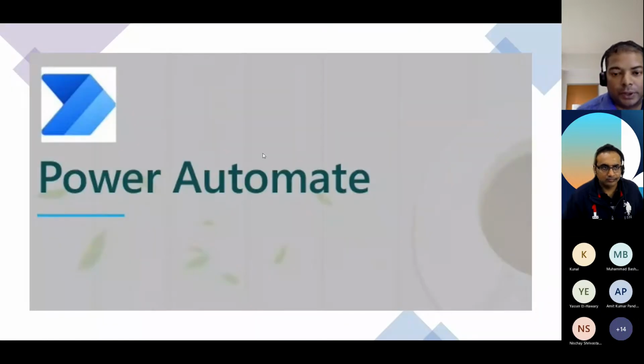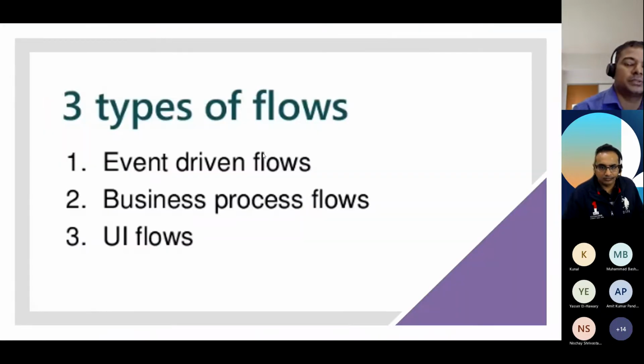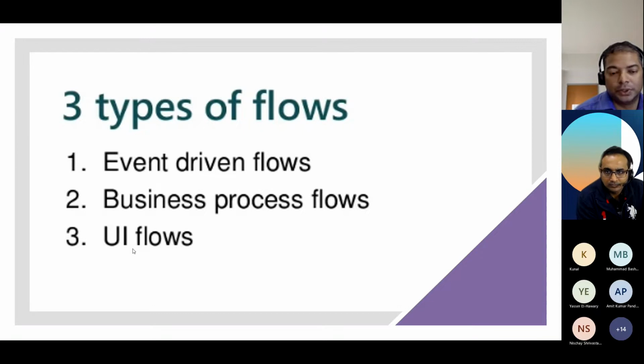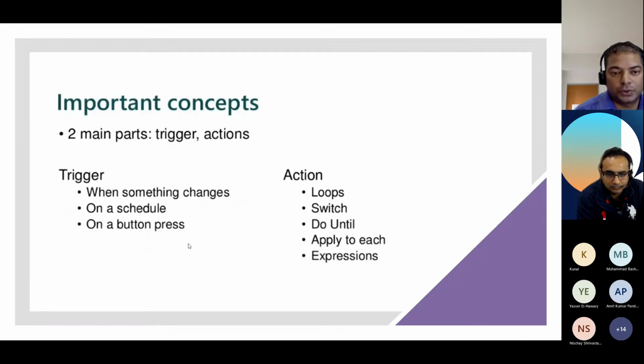Then we have Power Automate. Power Automate gives you three types of flows, generally event-driven flows, business process flows, and you can also have UI flows. It will have important concepts like two main parts: trigger and action. I will just show you in the demo. And then we have the triggers: when something changes, what should we do, like on a schedule or on a button press.